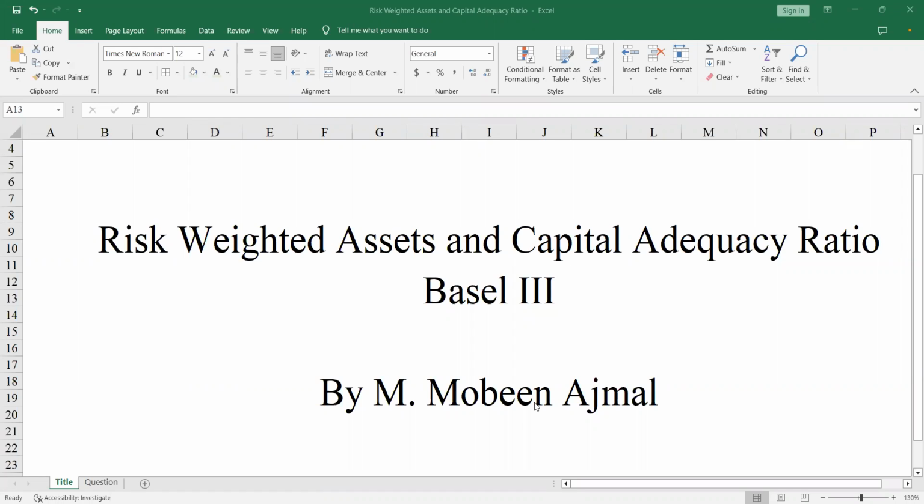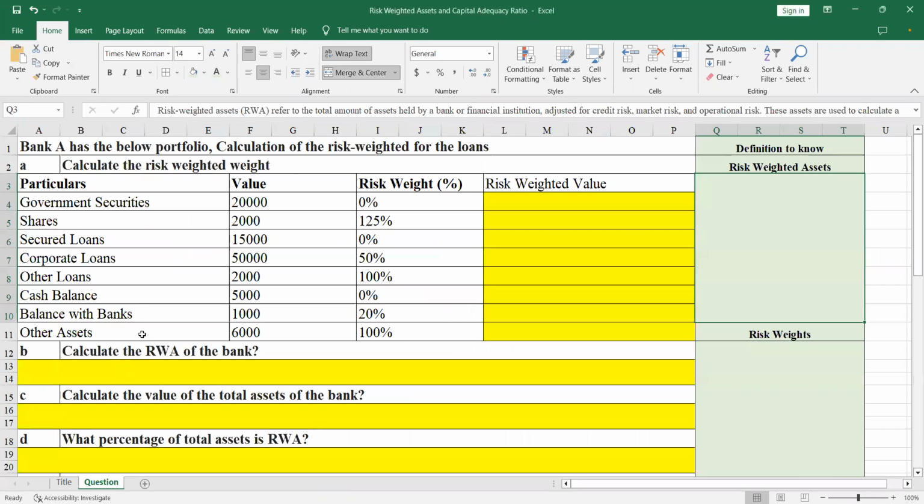The topic I'm going to cover today is risk-weighted assets and the capital adequacy ratios that are required by Basel III. So I have a question today. There is a bank and it has the following portfolio of assets, and you need to find the risk-weighted assets.